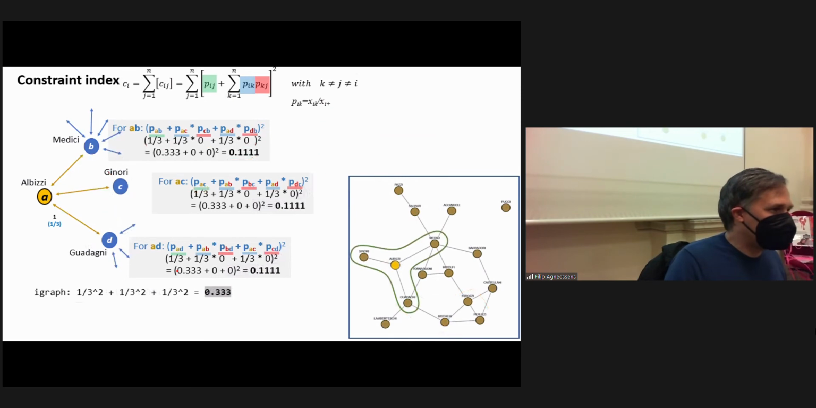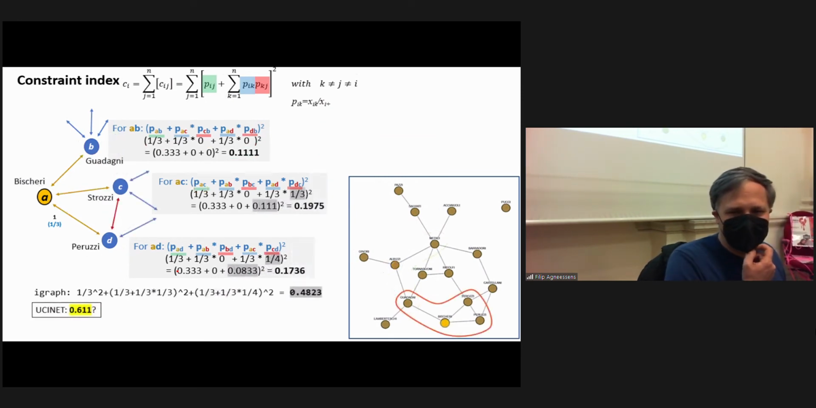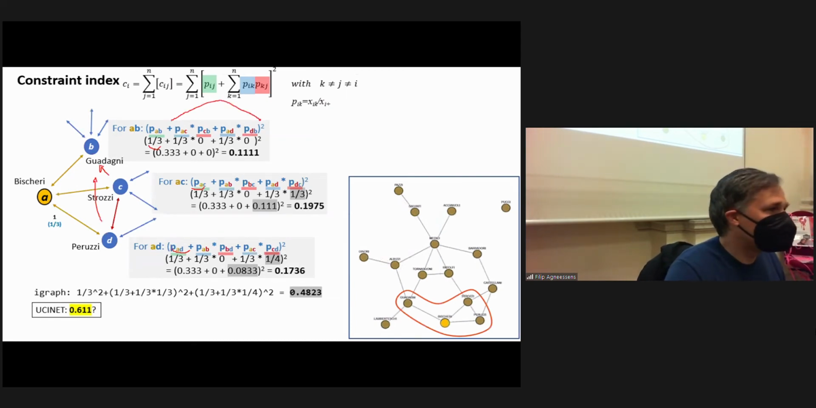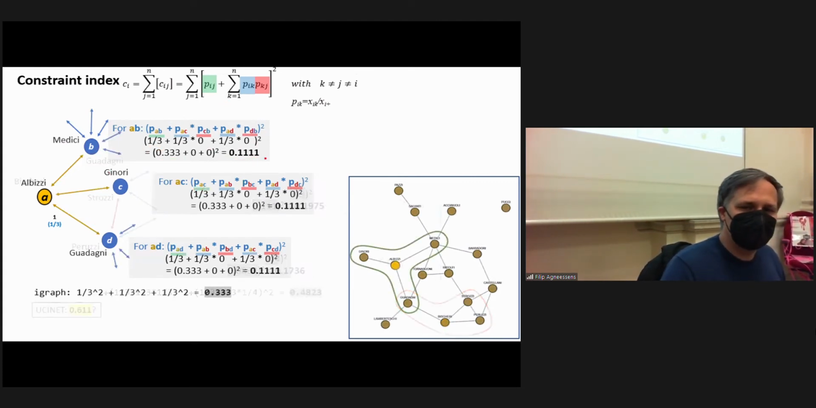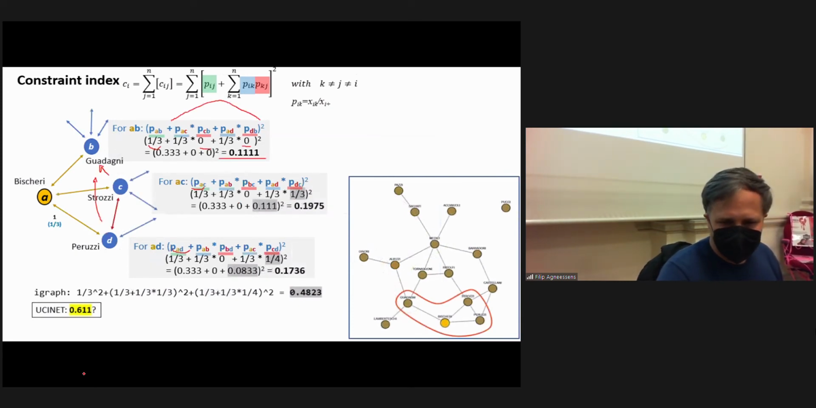Is that okay? So what happens now if I do introduce some constraint? Again, 1/3 of the time on this one, 1/3 of the time on this one, 1/3 of the time on this one. Now, for B here, there are no connections towards B. So any of the others, this part here is 0. Because that's always 0. That gives me 0.111, just as before. But here's where it becomes different.